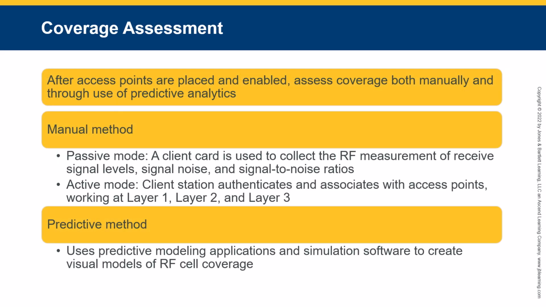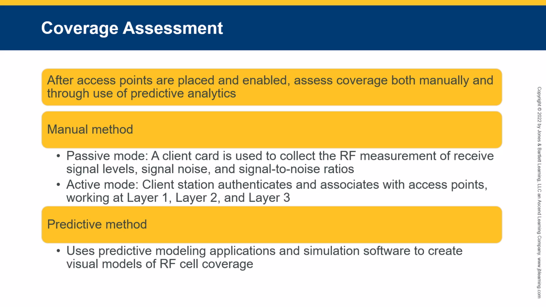For the coverage assessment, again, looking at a site survey, after all the access points are in place, operational, and verified, you're going to check. You can do your methods by a passive mode or an active mode. Basically, in passive mode, a client card is used to collect the appropriate measurements and signals, and you can check the measurements. Or an active mode, where a client will authenticate and associate with access points, working at the main three layers, layers 1, 2, and 3.